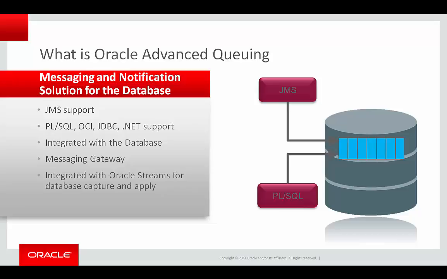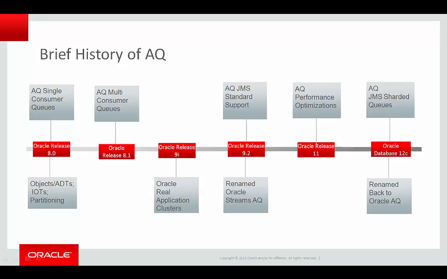AQ has a messaging gateway that interfaces AQ with IBM MQ Series and TIBCO Rendezvous. AQ is part of the infrastructure of Oracle Streams. It provides some of the basis for the database capture and apply of Streams. But these days, GoldenGate is the preferred replication solution, but AQ is still the preferred messaging and notification solution for the database. Let's give a brief history of AQ.